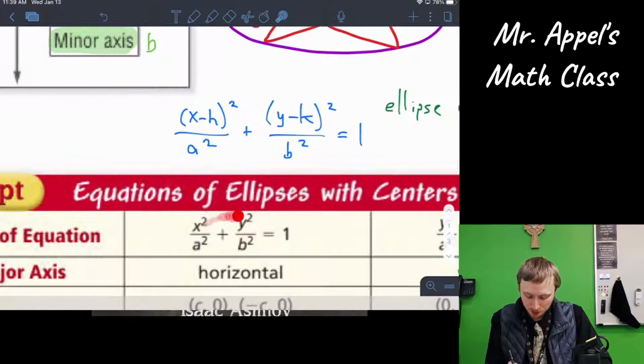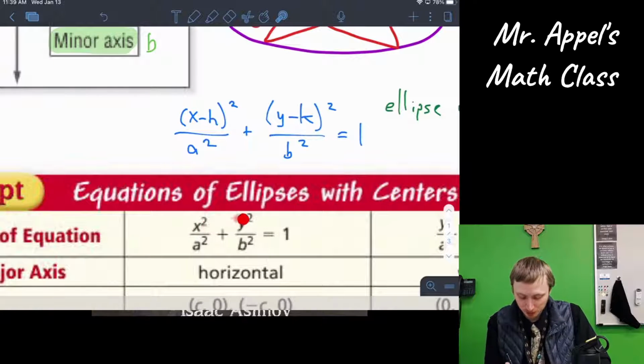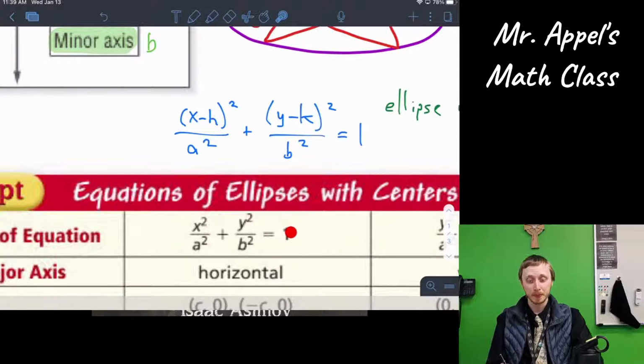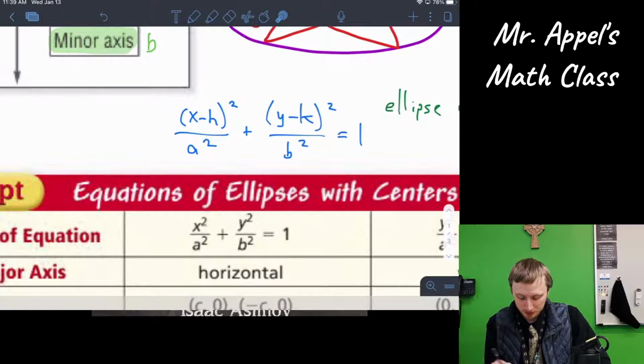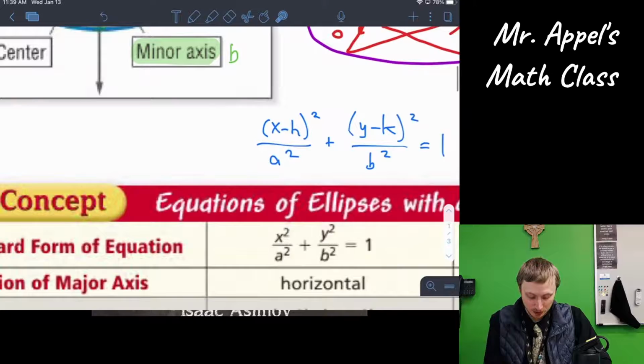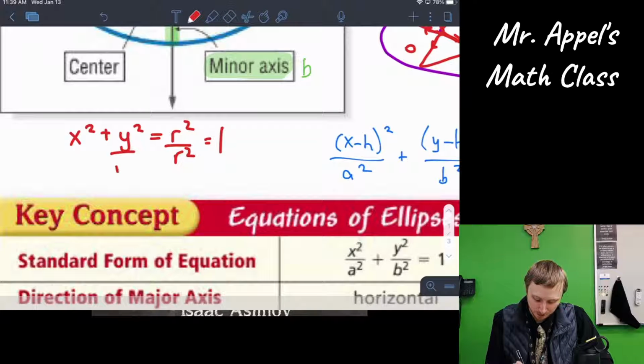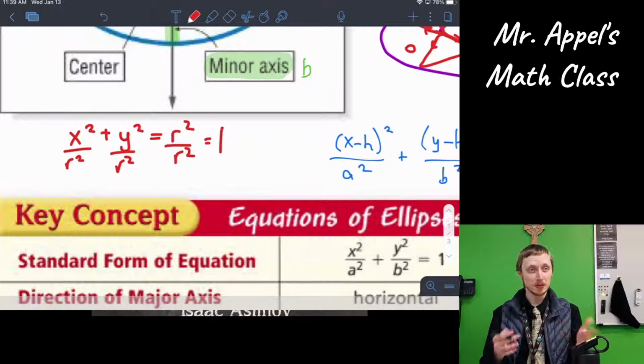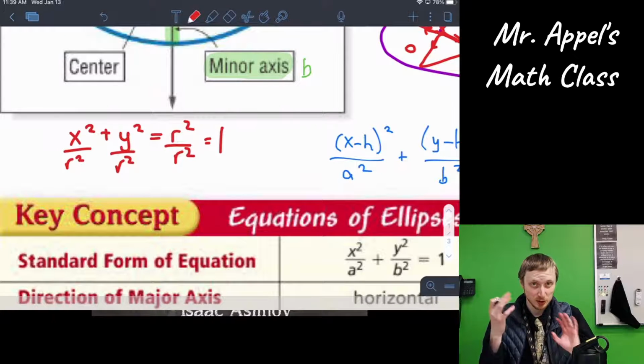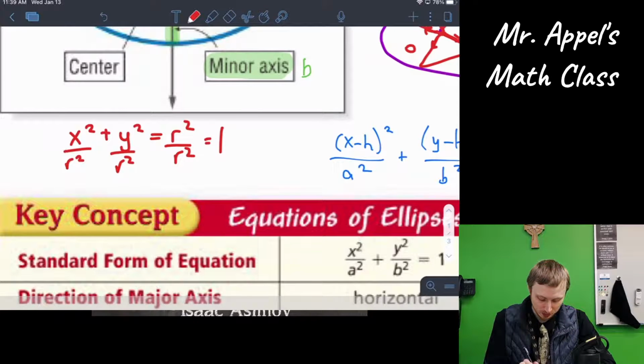Take your circle equation, x squared plus y squared equals 1 for the unit circle. Before, we would have had a radius, so you could have taken x squared plus y squared equals r squared. Divide everything by r squared, and this would be 1 over here, and this would be r squared, this would be r squared. But with the ellipse, you don't have the single radius. We have two different radii depending on which direction.